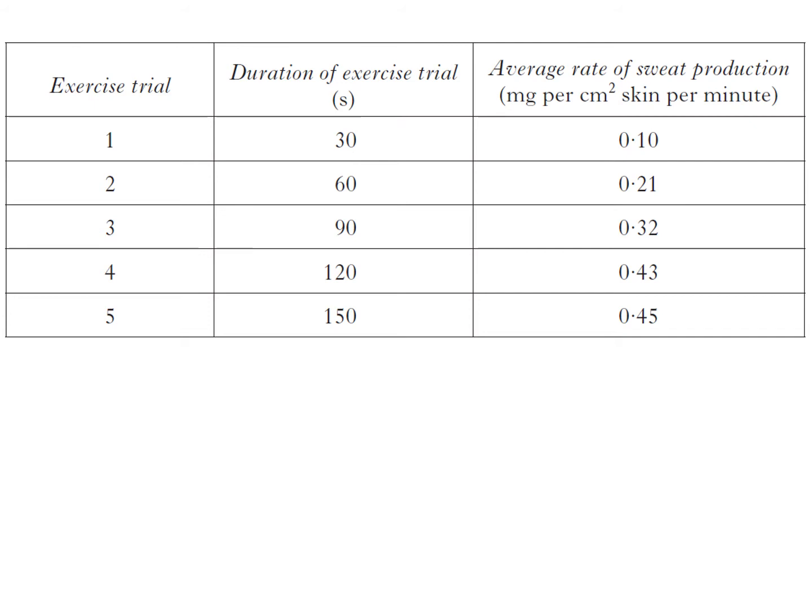So we've got our 5 exercise trials with our different durations, running from the first one at 30 seconds up to the last one at 150. And then we have the average rate of sweat production in milligrams per centimetre squared of skin per minute.